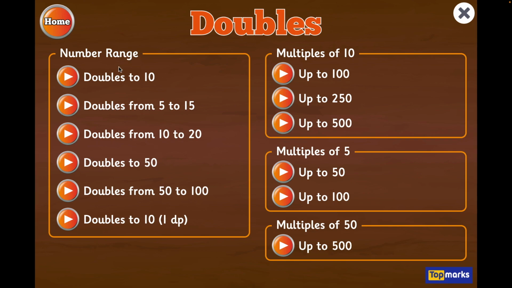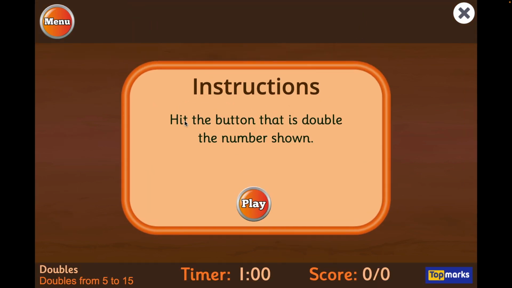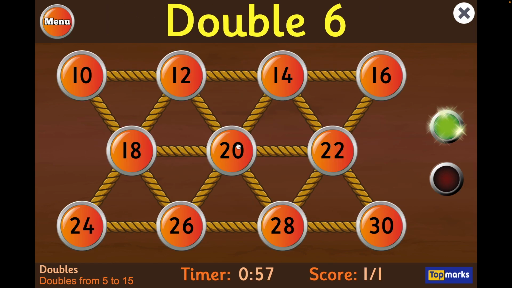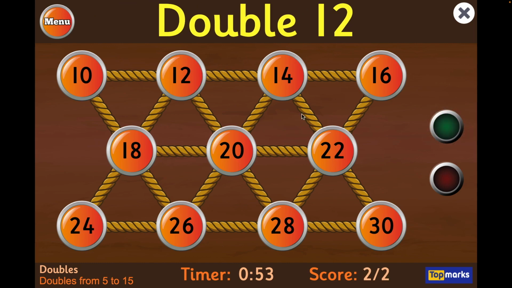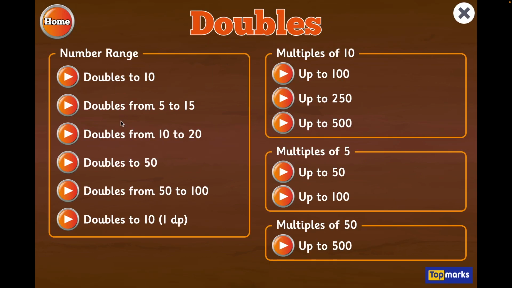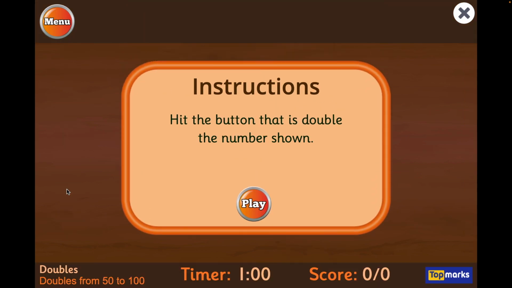Let's check out the number range where it's doubles from 5 to 15. Hit the button that is double the number shown. So if I see double 10, I'm looking for 20. Double 6, I'm looking for 12. Double 12, I'm looking for 24. Let's go back out. Let's try doubles from 50 to 100.